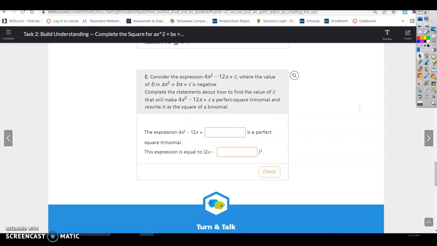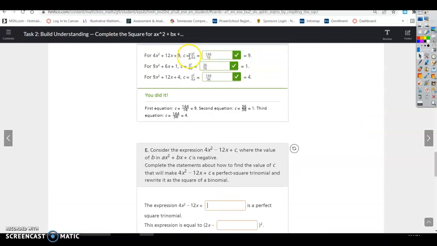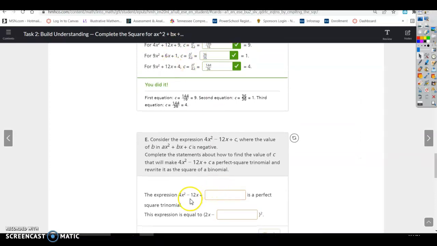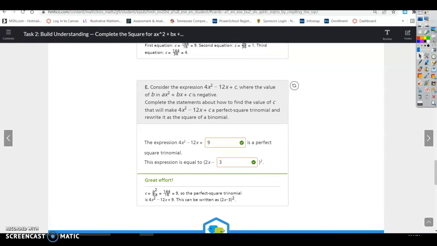We can take b, square it, and divide it by 4a. So this right here, to find c, just take b and square it. So 12 squared is 144, divided by 4 times 4. A is 4 as well. So 144 divided by 16 is 9. And this expression equals 2x minus 3 quantity squared. All right, so we can use that formula there to find that expression.